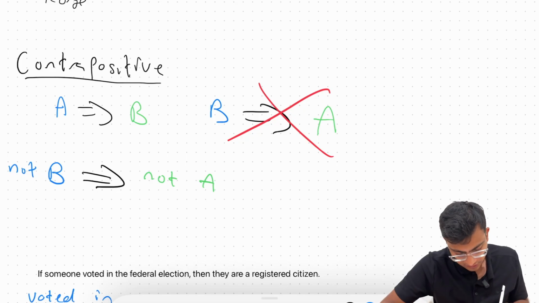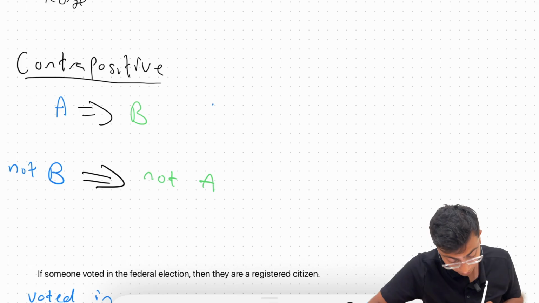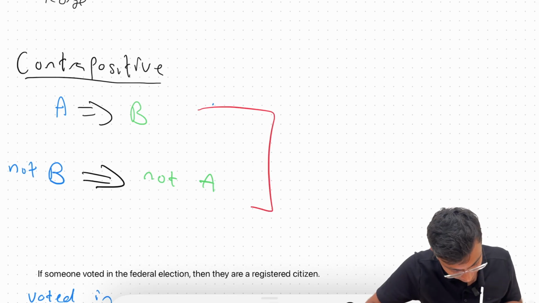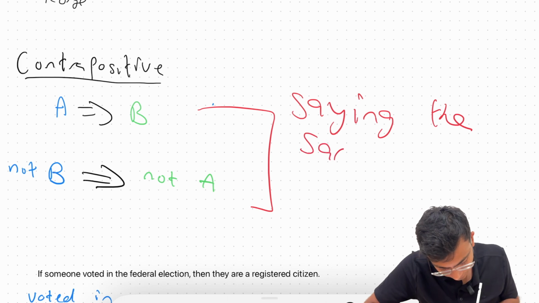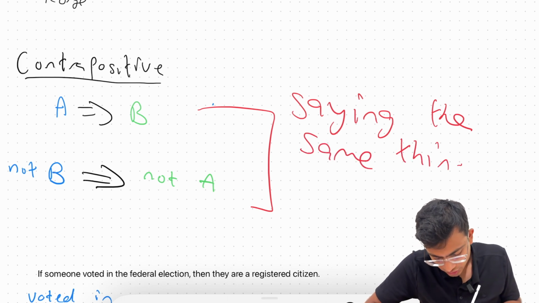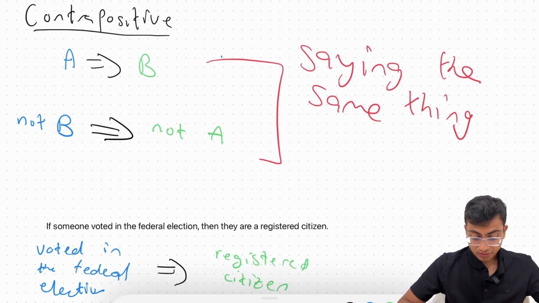So let's just remove this bad diagram, because never do that. It's wrong. But this and this are saying the same thing. They are logically equivalent. So let's try this with an example.